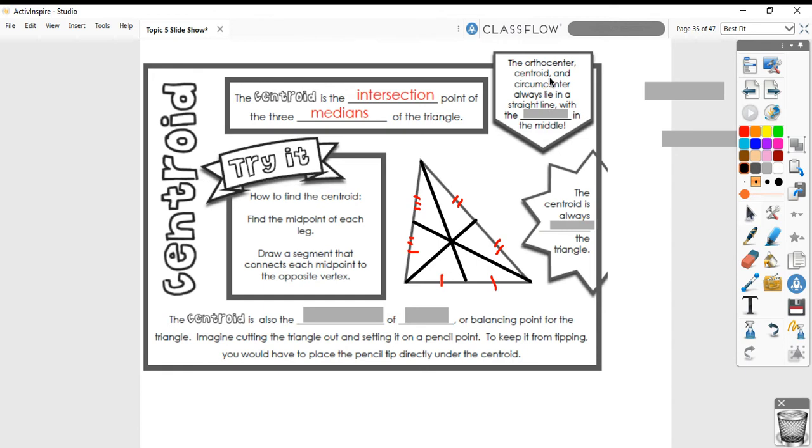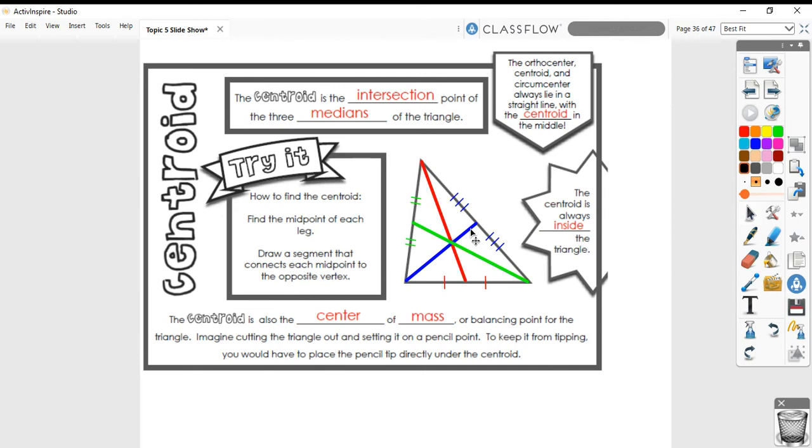All right, three of the things that we're going to talk about today, the orthocenter, centroid, and circumcenter, are always in a straight line with the centroid in the middle. The centroid is always inside of the triangle. The centroid is also the center of mass or balancing point of the triangle. So if you cut this triangle out, like had a cardboard cutout of this triangle, if you found the centroid, you could balance that thing just on a pencil point. That would be the center of mass of that cutout.